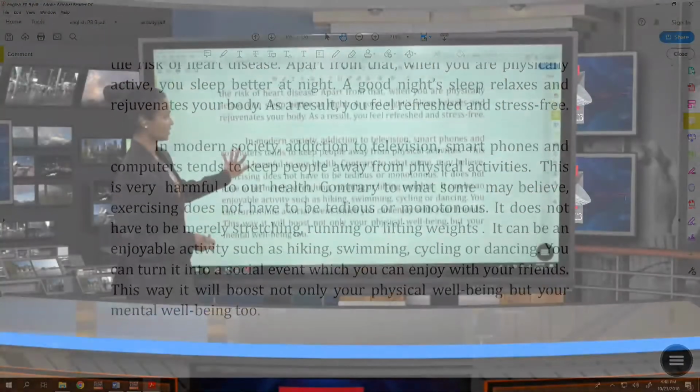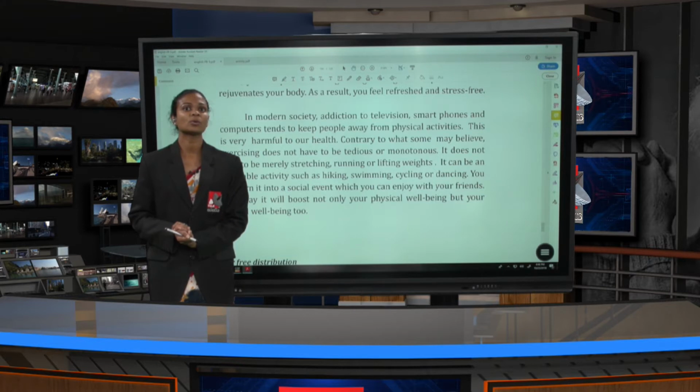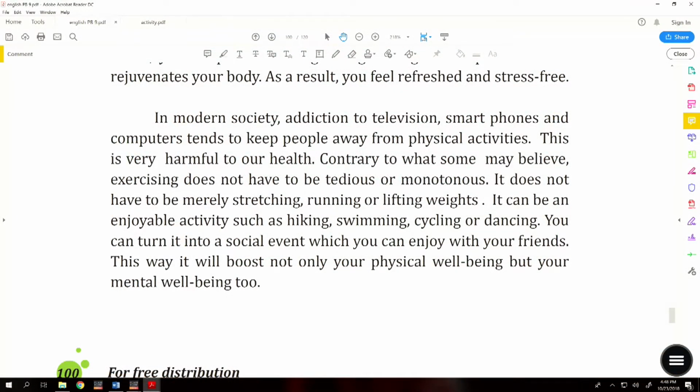Right. In modern society, addiction to television, smartphones and computers tends to keep people away from physical activities. These are the things that have kept us away from physical activities. What are they? Addiction to television, smartphones and computers. This is very harmful to our health.